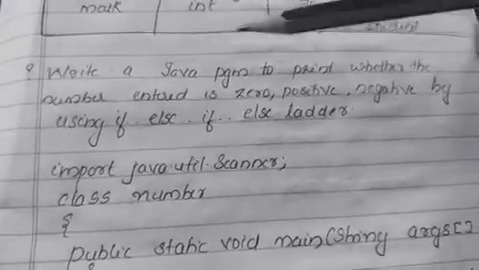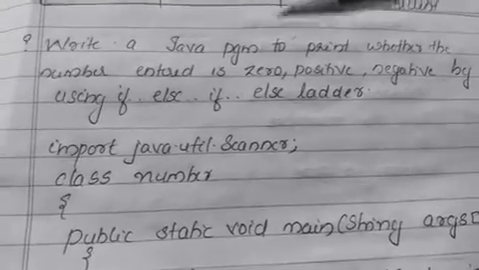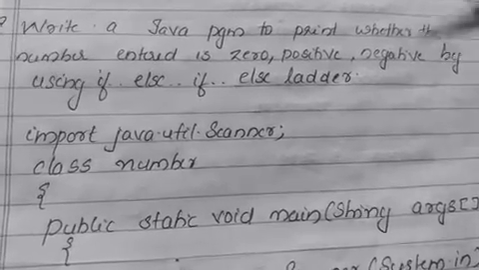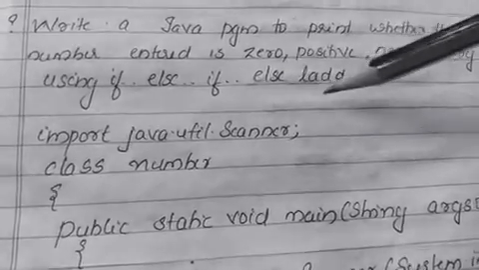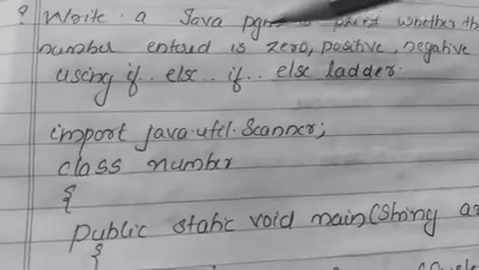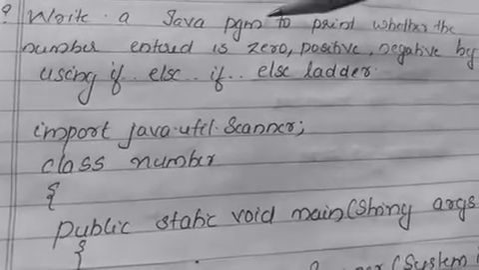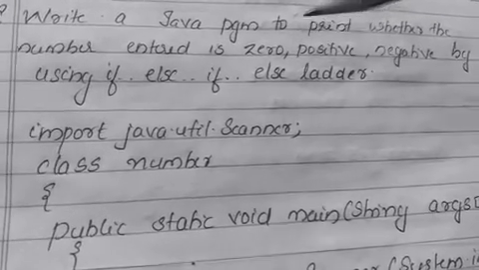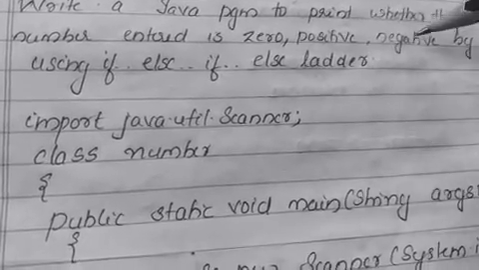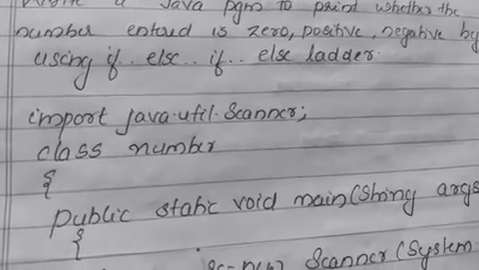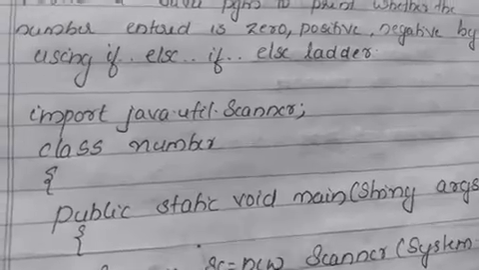The next program is: write a Java program to print whether the number entered is 0, positive or negative by using if else ladder. They have given the question itself, you have to use if else ladder. Here we have to check whether the given number is equal to 0, or whether it is positive, or whether it is negative. That is, three things are to be checked. So it's very easy.